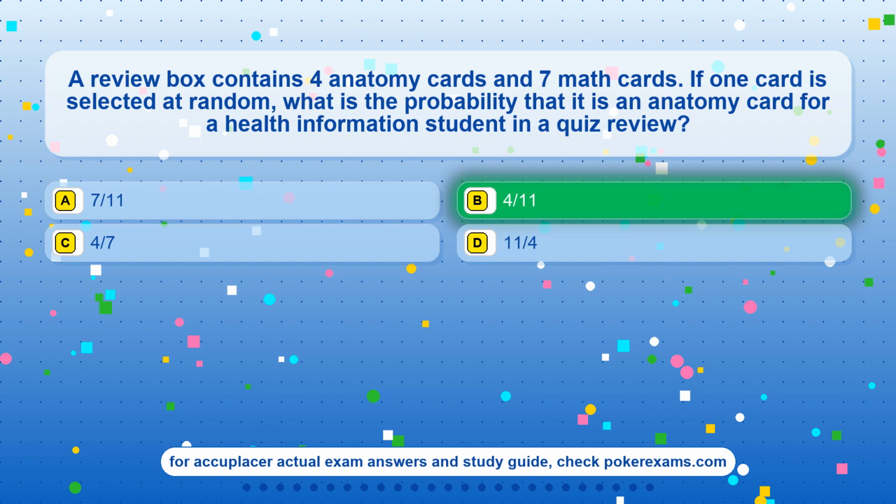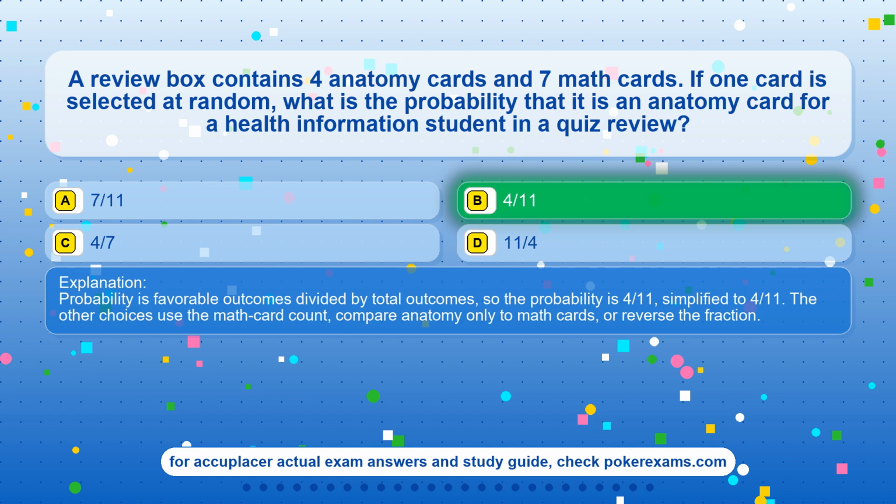The correct answer is option B, 4/11. Probability is favorable outcomes divided by total outcomes, so the probability is 4/11, simplified to 4/11. The other choices use the math card count, compare anatomy only to math cards, or reverse the fraction.